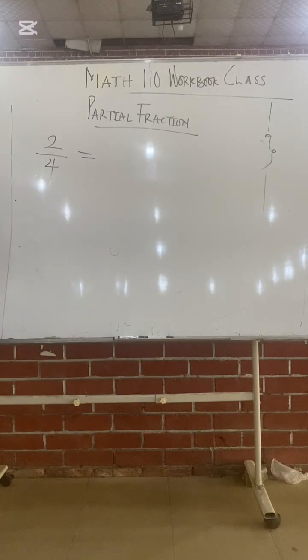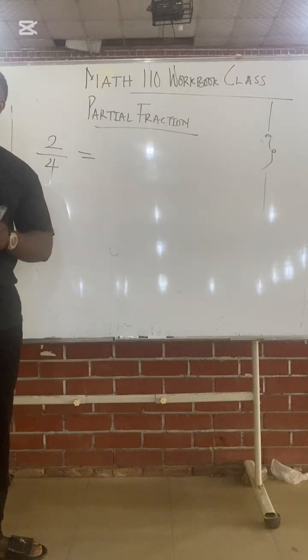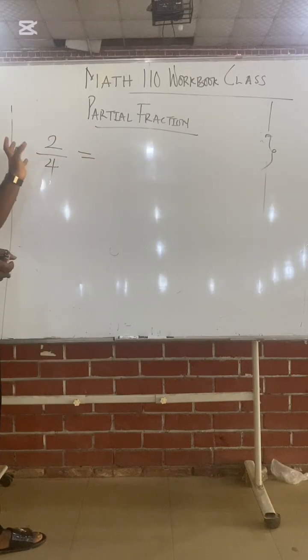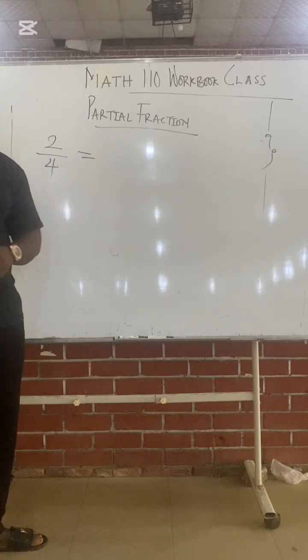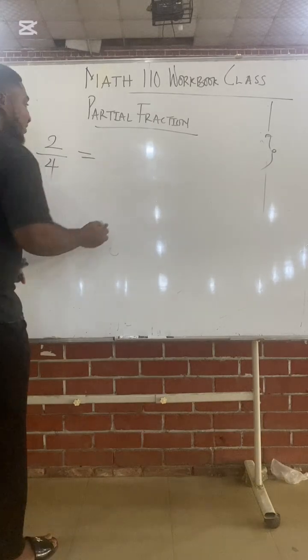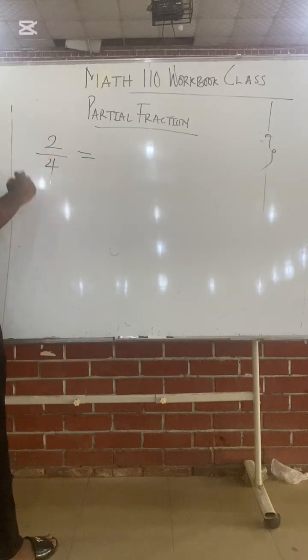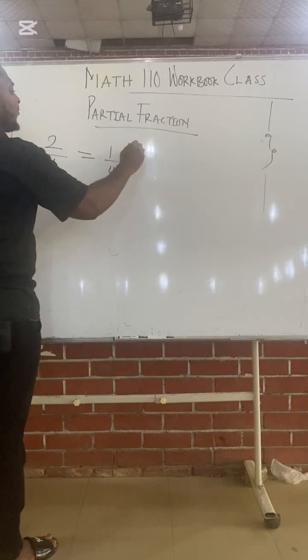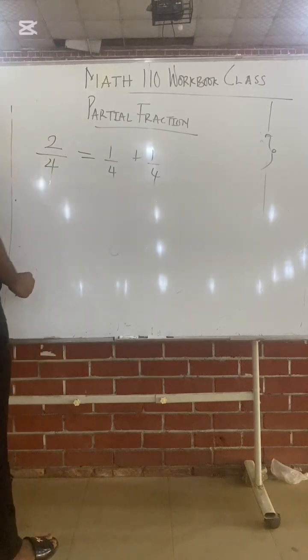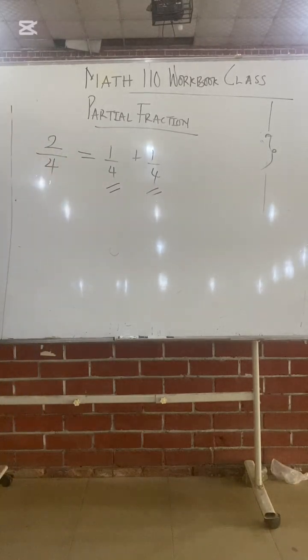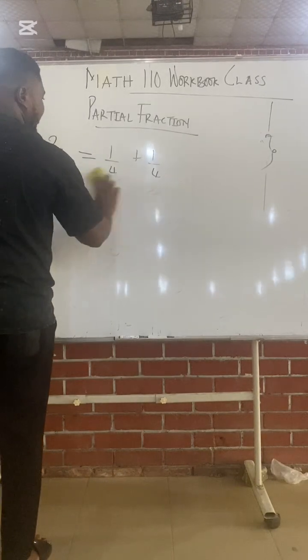Usually what they do in partial fraction, they ask you to decompose a particular fraction into its component partial fractions. The partial fraction of a particular expression you are given means what are the likely fractions that when summed up together can give this fraction. If you add up 1 over 4 and another 1 over 4, you have 2 over 4. This therefore means that 1 over 4 and 1 over 4 are partial fractions of 2 over 4. So now, let's take a real question.